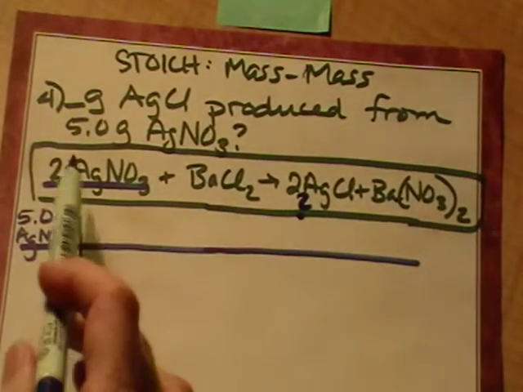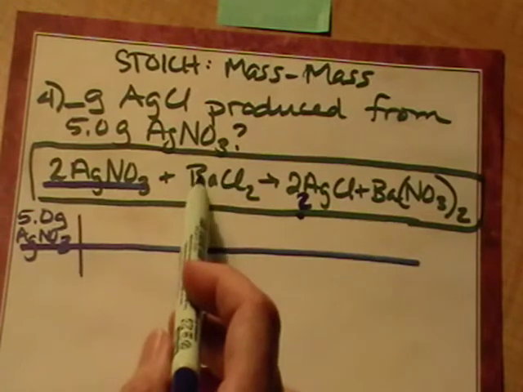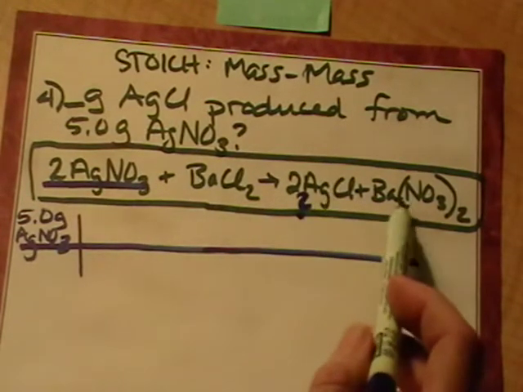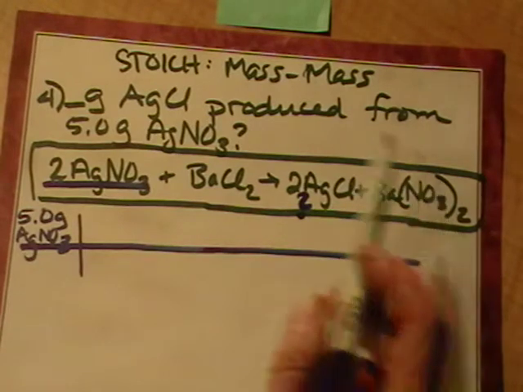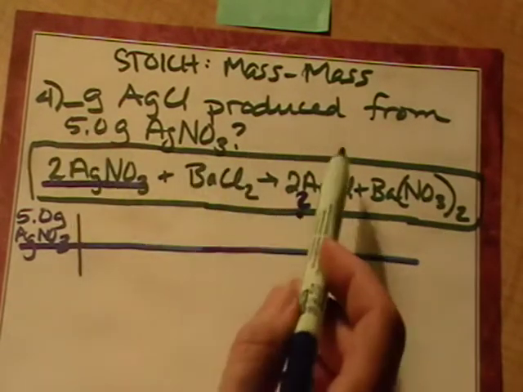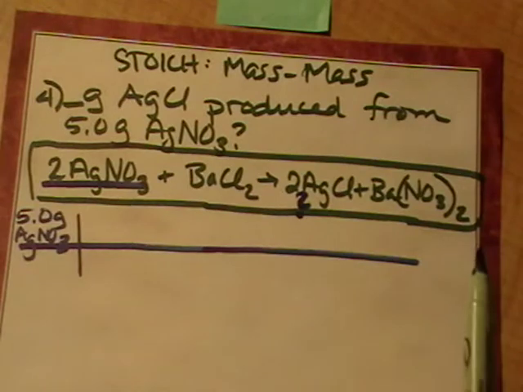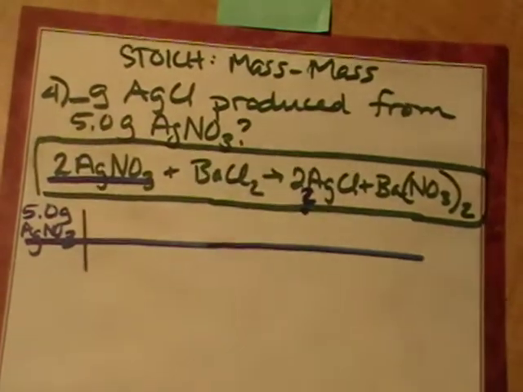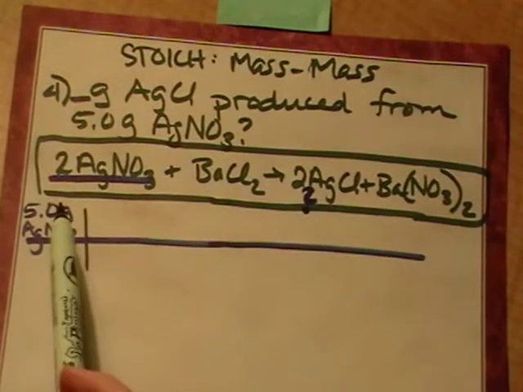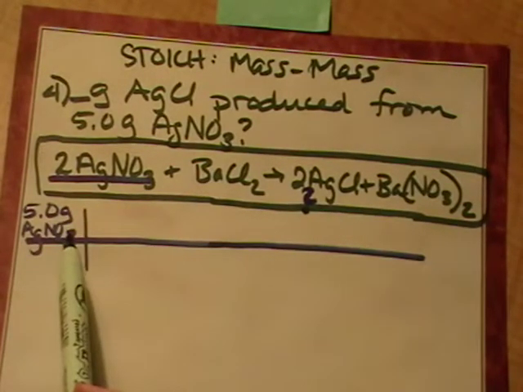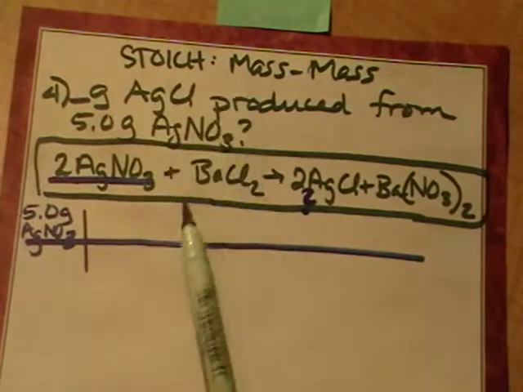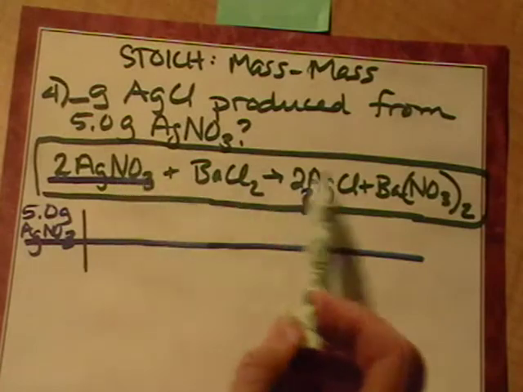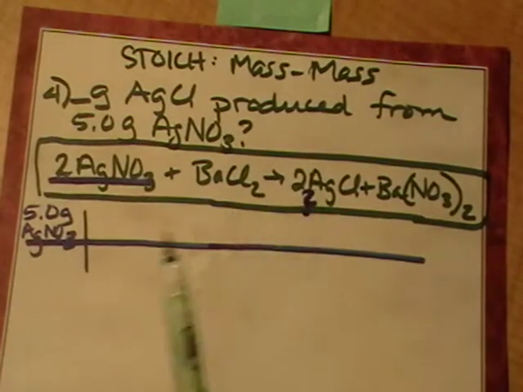I know that I have 2 moles of silver nitrate, 1 mole of barium chloride, 2 moles of silver chloride, and 1 mole of barium nitrate. And that's what you should write up here, except I just don't have enough space and my marker's kind of thick. So you do need to write your mole ratios up at the top. So if I have grams of silver nitrate and I want to get grams of silver chloride, I have to move through moles. There's no other way, because I'm going to use this equation to help me move.